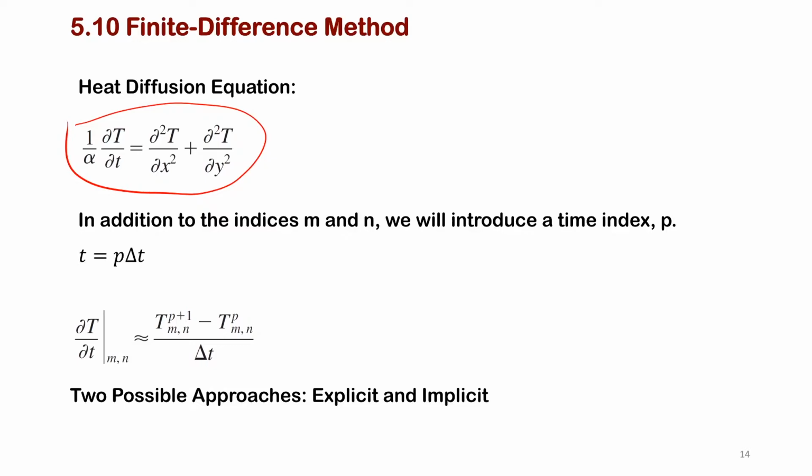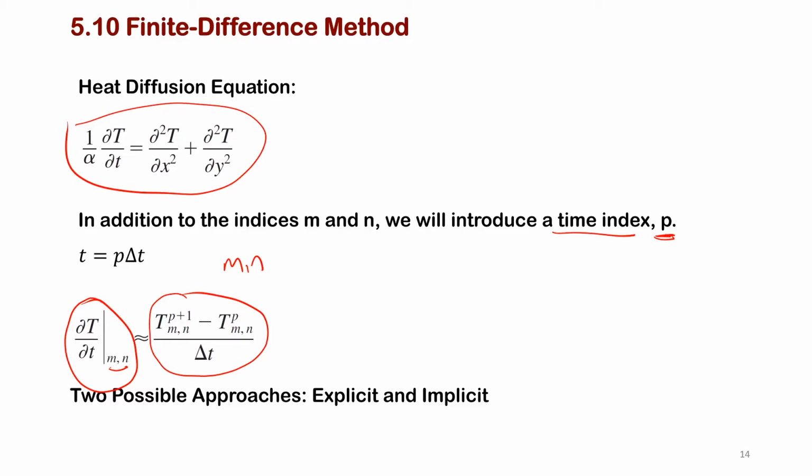Here, the main idea is that we need to introduce another index, called the time index p. We had m and n. These are positional indices: one is with respect to x, the other with respect to y. Now we are introducing another index, p, which is with respect to time. So we write down the time derivative at point m, n as follows. This is the definition of the time derivative using the finite difference method.